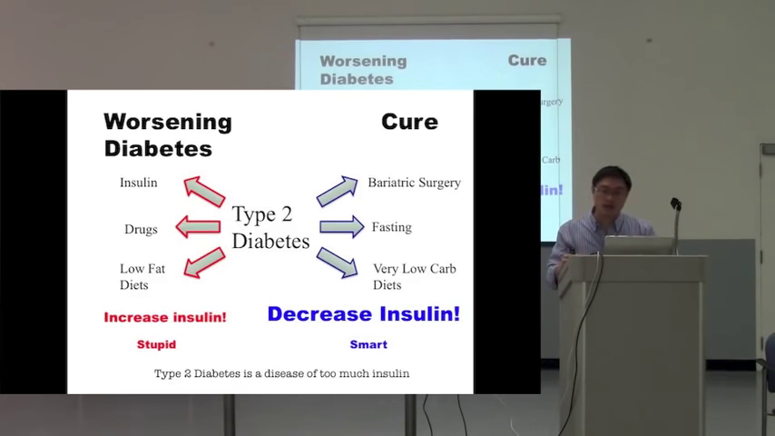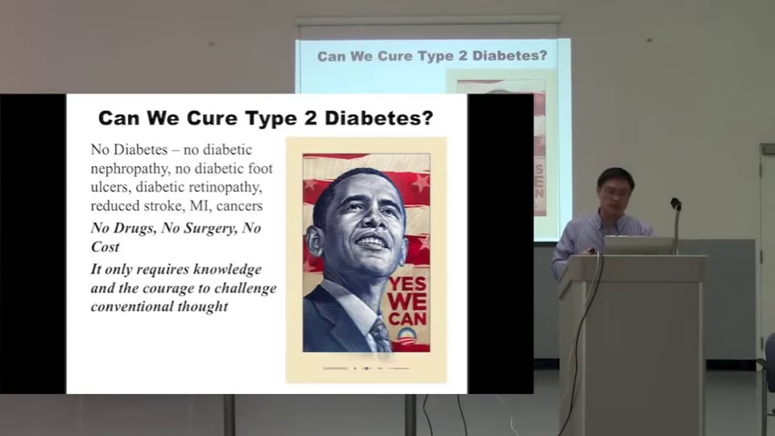And that's what we did for Margaret. We took her insulin down. It's all about lowering the insulin. And as you lower the insulin, you drive that cycle backwards. So the question then is, can we cure type 2 diabetes? Well, if you think about it for a second, it's incredible, because if you don't have diabetes, you don't have to worry that they're going to get diabetic kidney disease.